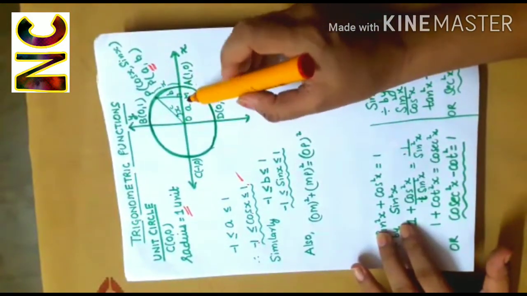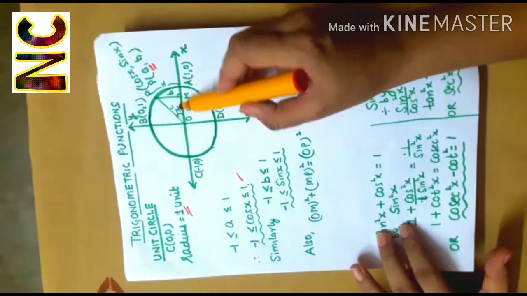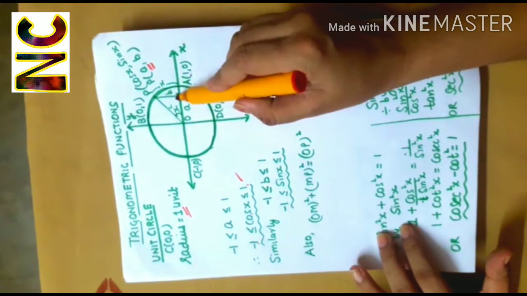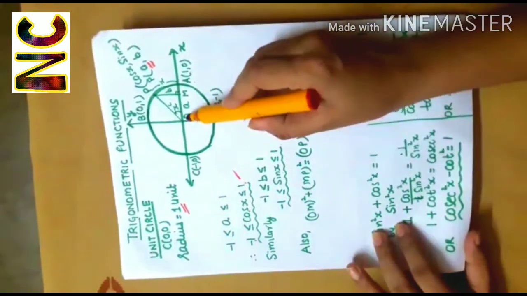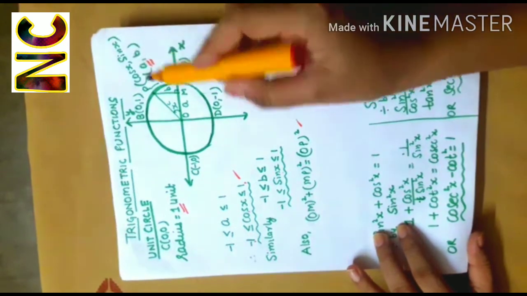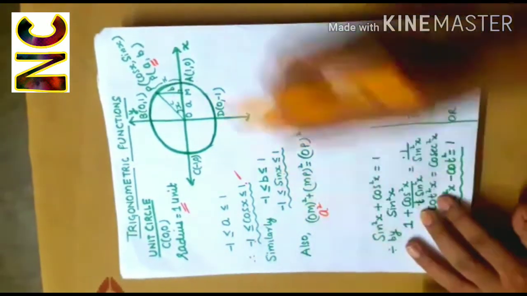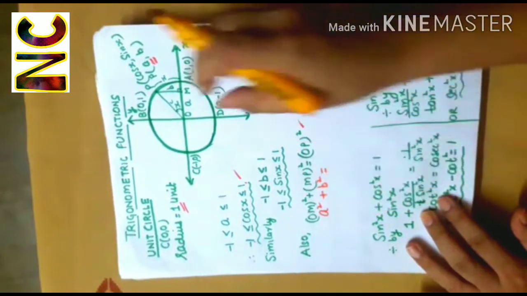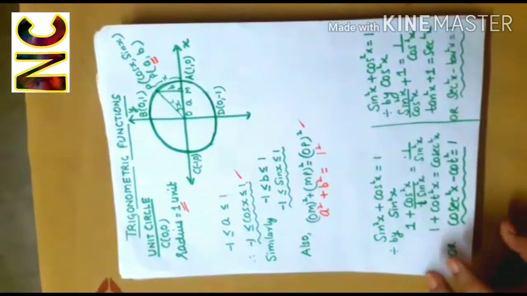Also from the figure, in this triangle OMP, it's a right triangle. So by Pythagoras theorem, square of OM plus square of MP is equal to square of OP. Now, as the coordinate of the point P is (A, B), this distance OM will be A, so I'll get here A square. This distance MP will be B, so I'll get B square. And OP is the radius of the circle, which is 1 unit, so I'll get here 1 square.